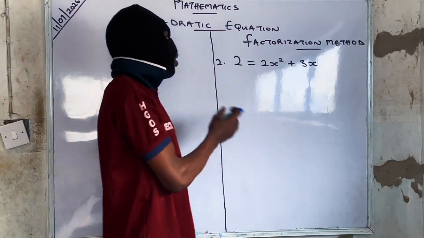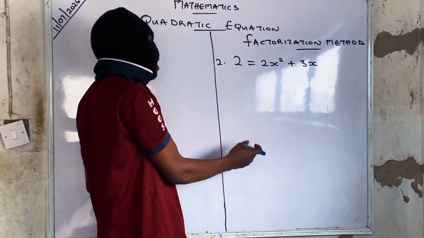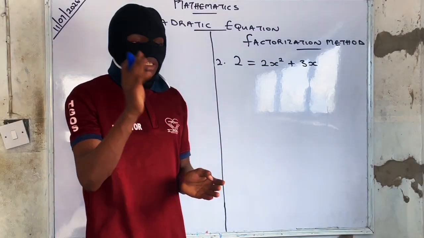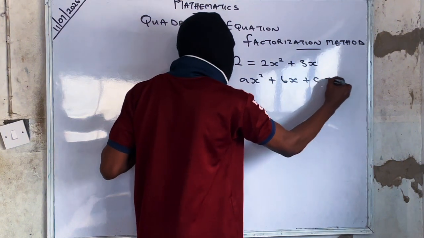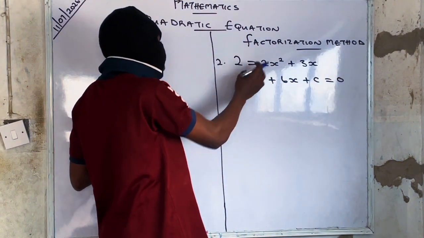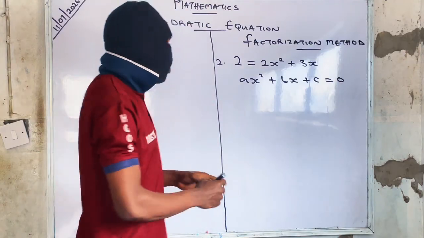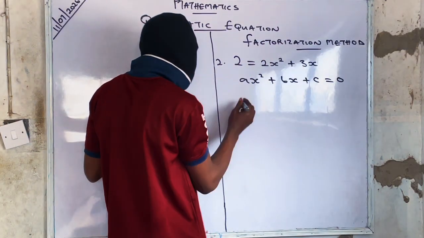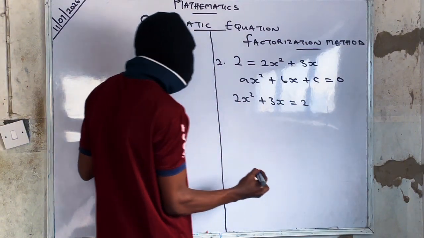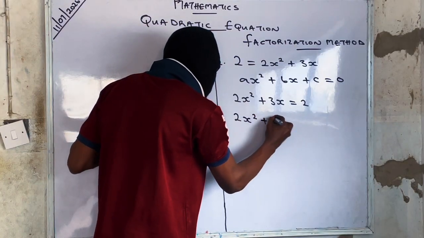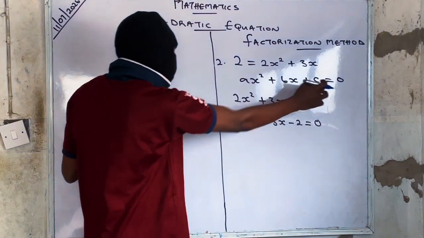Look at the second question. We want to use factorization method to solve this question. You have 2 equals to 2x squared plus 3x. Now you can see that this question is not arranged. You must make sure that the equation is in the form of ax squared plus bx plus c equals to 0. But here we are having 2 equals to 2x squared plus 3x. So what we are doing is rearranging. Now how do we rearrange? Since this is equals to this, bring it back: 2x squared plus 3x equals to 2. Then 2x squared plus 3x, this crosses over minus 2 equals to 0. You can see it's now in your general formula.